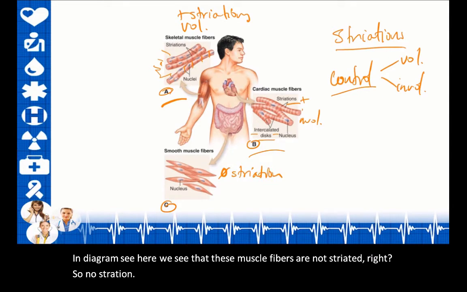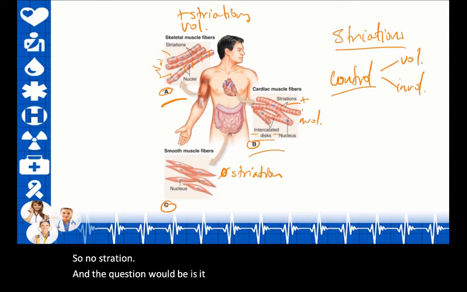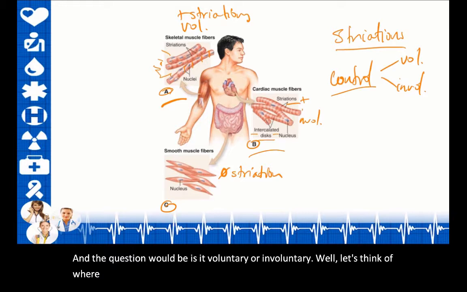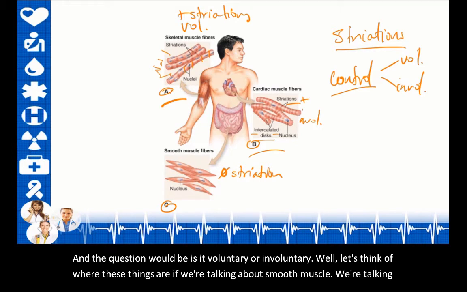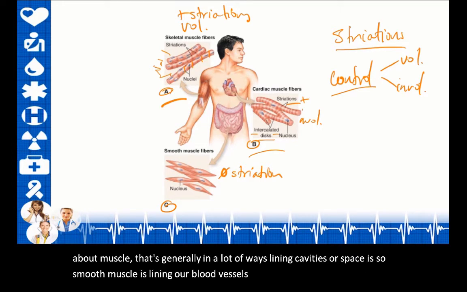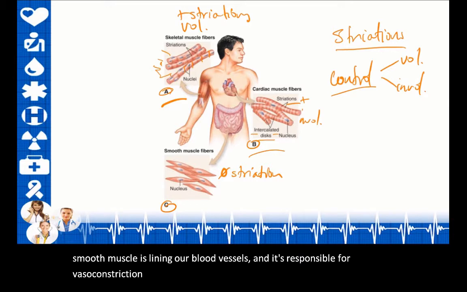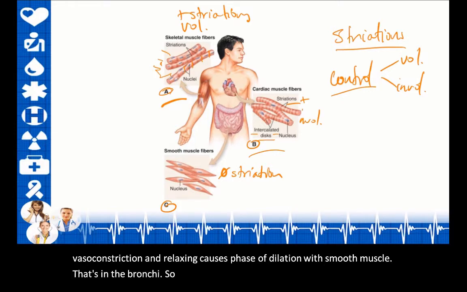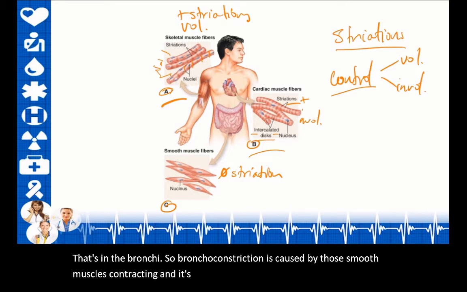And the question would be, is it voluntary or involuntary? Well, let's think of where these things are. If we're talking about smooth muscle, we're talking about muscle that's generally, in a lot of ways, lining cavities or spaces. So smooth muscle is lining our blood vessels, and it's responsible for vasoconstriction and relaxing, causes vasodilation. We have smooth muscle that's in the bronchi, so bronchial constriction is caused by those smooth muscles contracting. And it's in our GI tract and our bladder. It's all over the place.